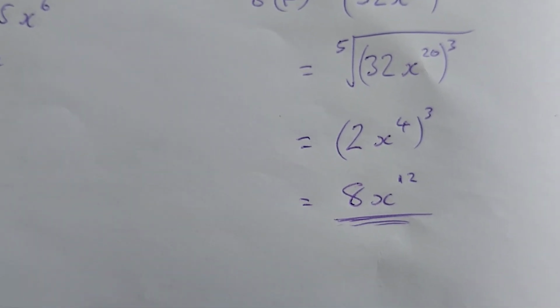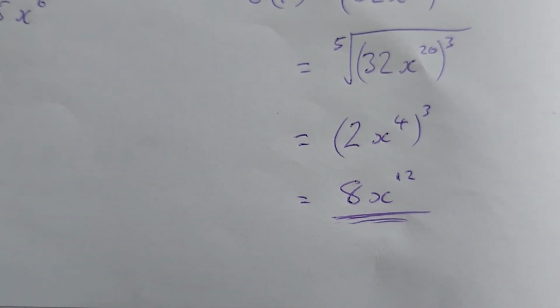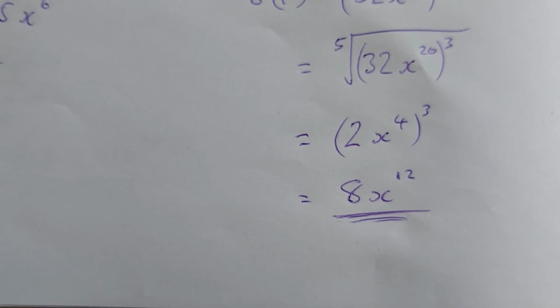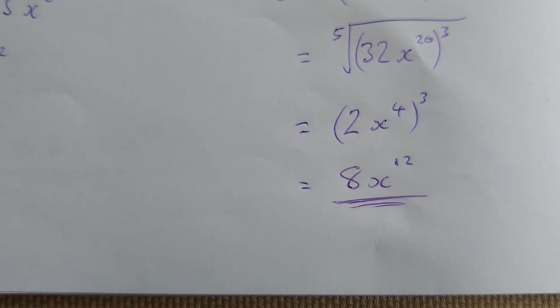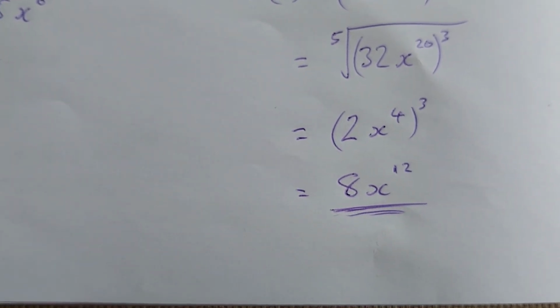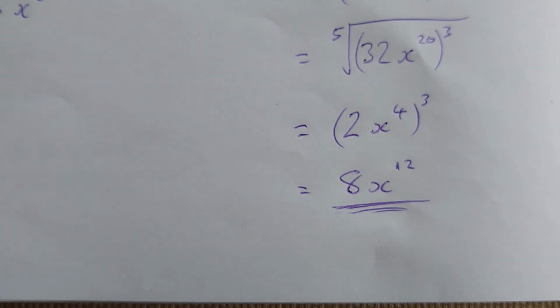So I have 2x to the 4 all cubed. So remember, cube the first number and also cube the x to the power 4 there. So 2 cubed is 8, and x to the 4 times x to the 4 times x to the 4, or x to the 4 times 3, will be x to the 12.